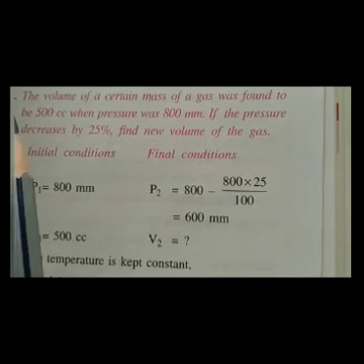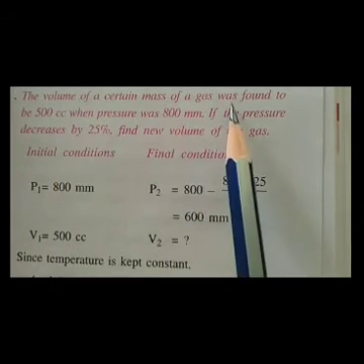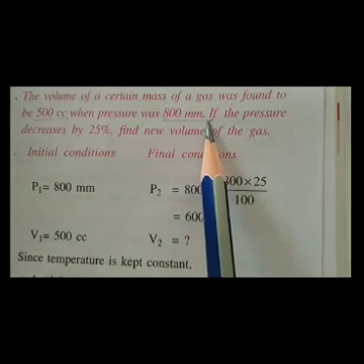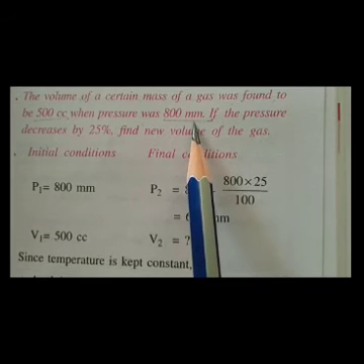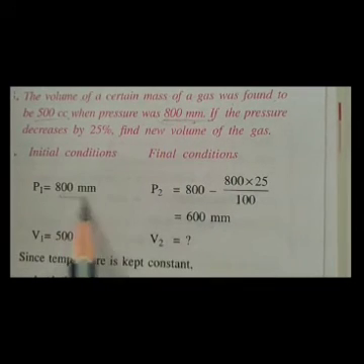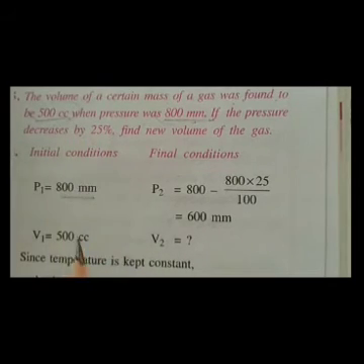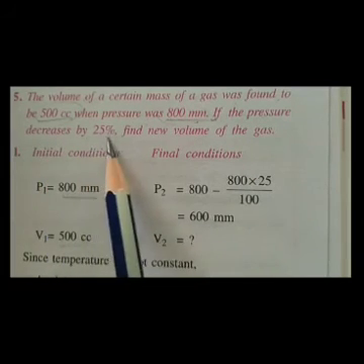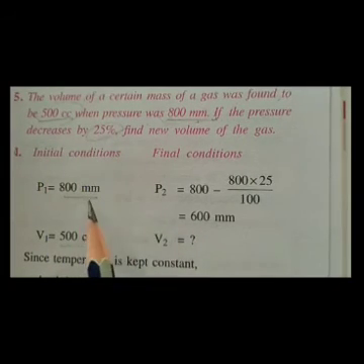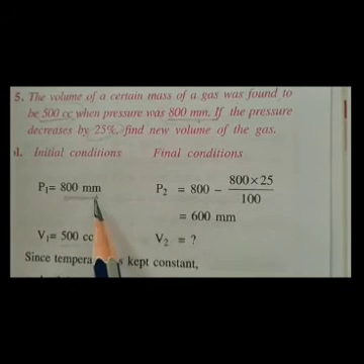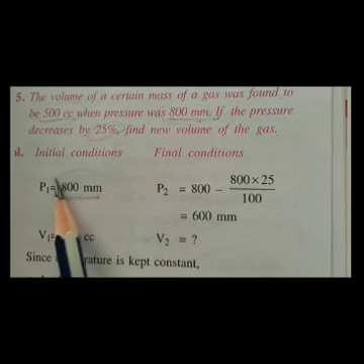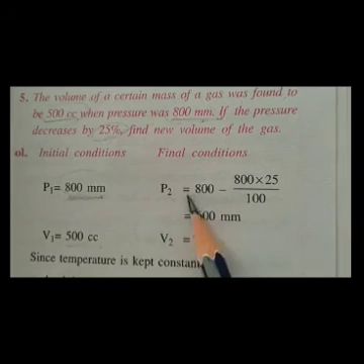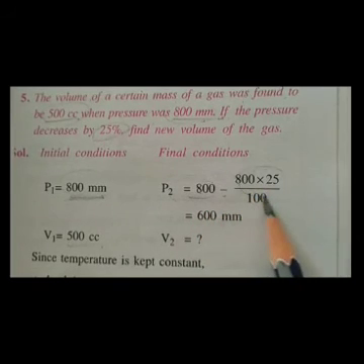The next statement is, the volume of a certain mass of a gas was found to be 500 cubic centimeter when pressure was 800 millimeter. So the initial conditions are P1 equal to 800 millimeter and V1 equal to 500 cubic centimeter. If the pressure decreases by 25%, it means initially we had 800 millimeter pressure and we have to decrease 25% of 800 from this initial pressure. So P2 will be equal to 800 minus 25% of 800.